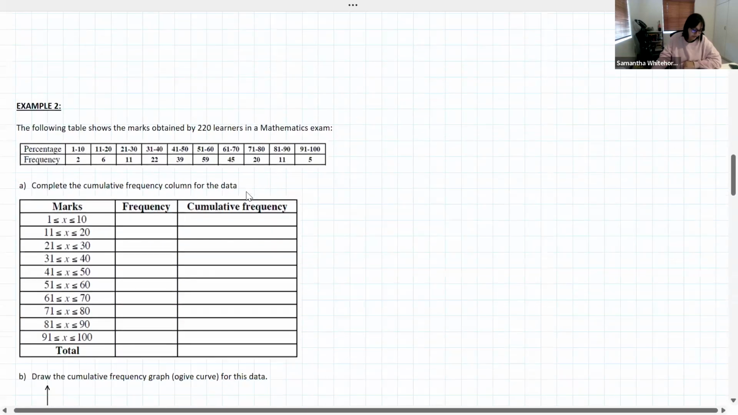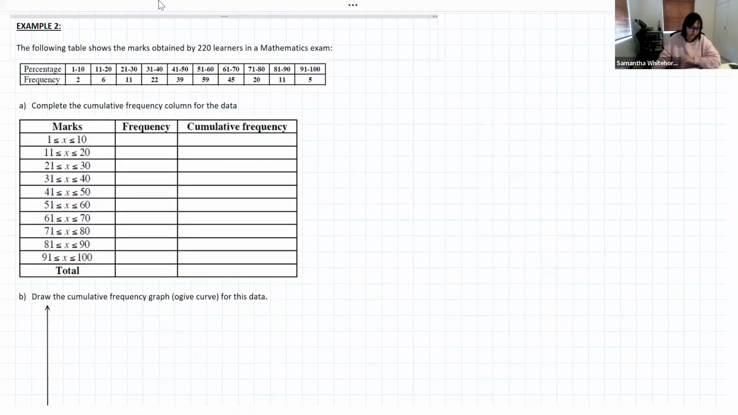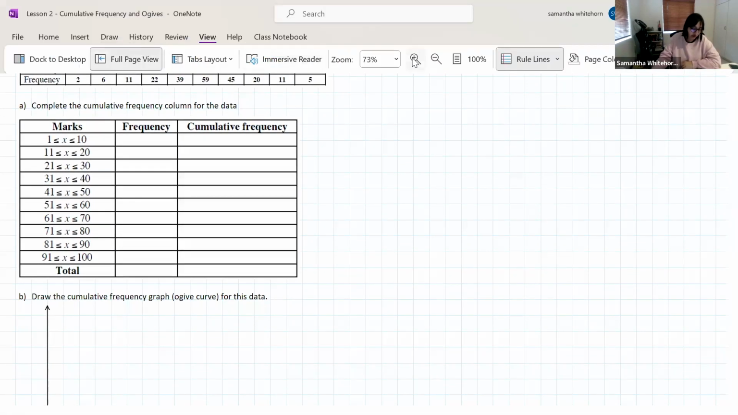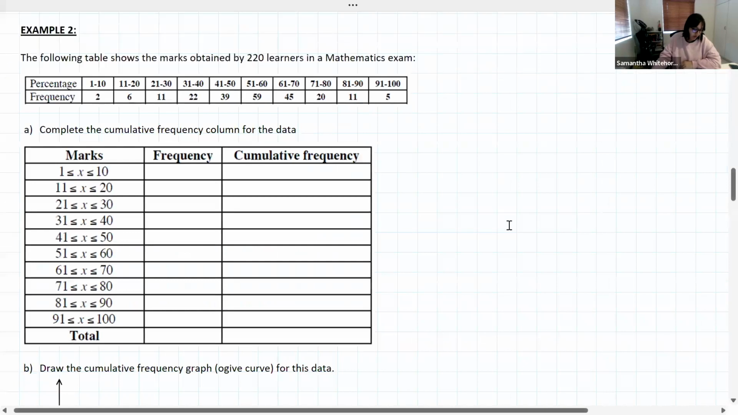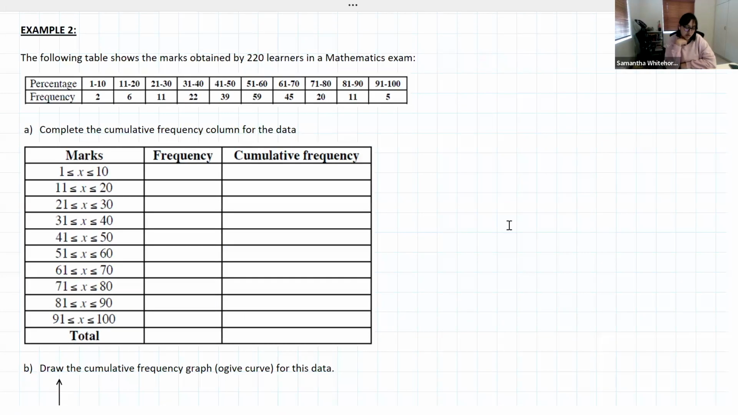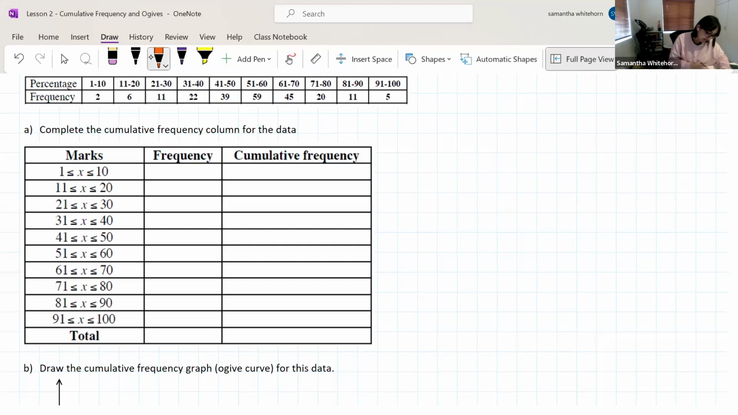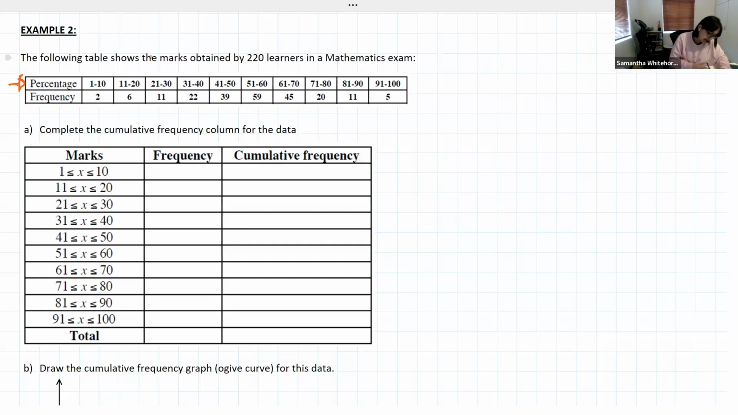Okay, so if we have a look at our first one, because this is the first one, we're actually going to do some calculations. We have been told that the table below shows the marks obtained by 220 learners in a mathematics exam. And what I want you guys to notice is that the intervals given in my table, so the intervals here for my x, are the same intervals that I have down in my cumulative frequency or my frequency table. I know it's a lot of scribbles, but I'm just trying to show you that they match up.